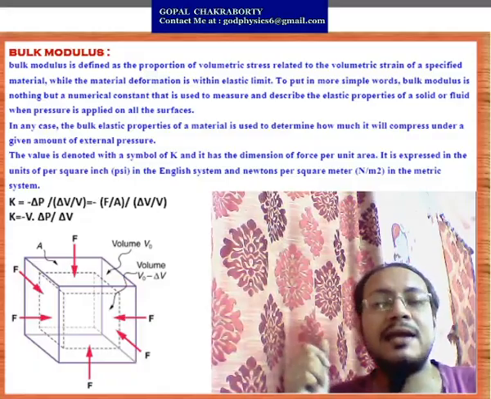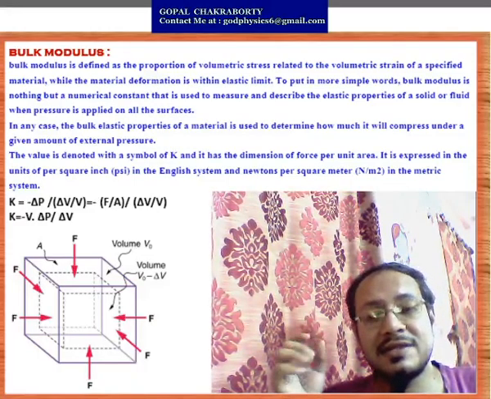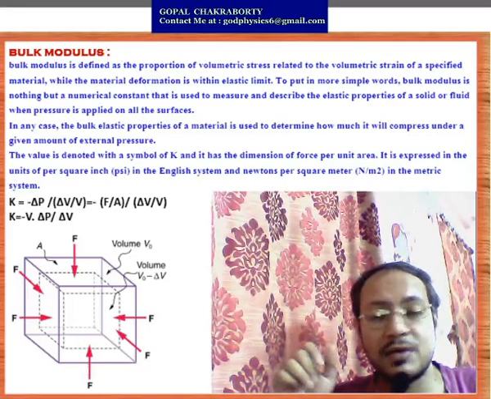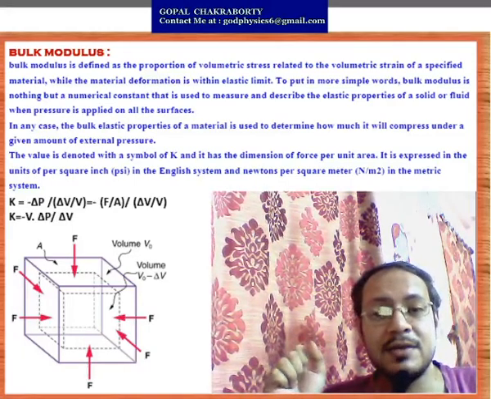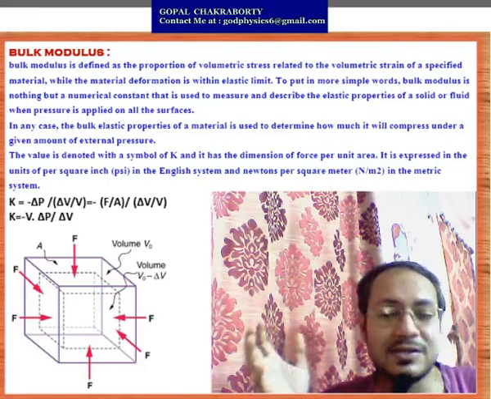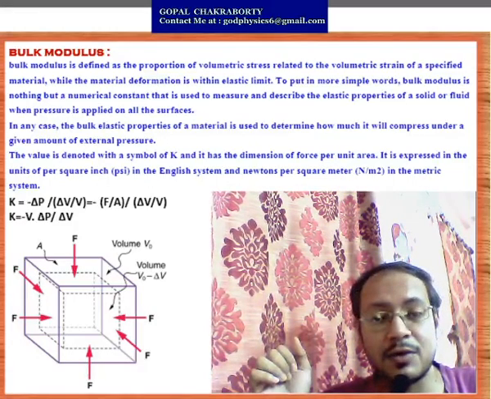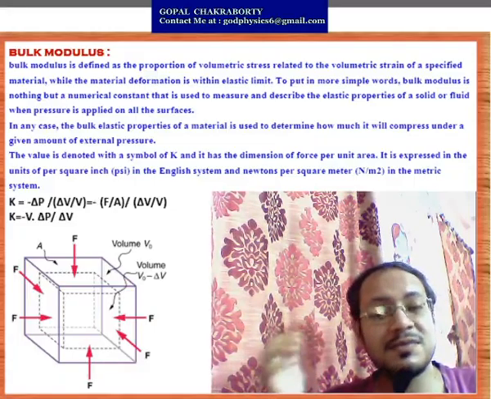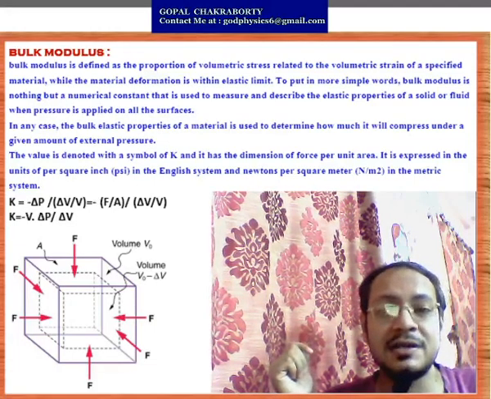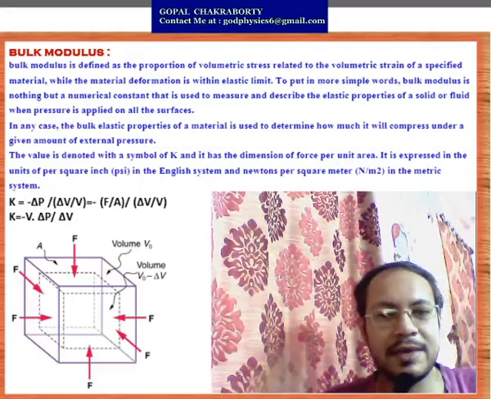So this is the expression of bulk modulus. You can also write another term, called compressibility. So 1 by K, the inverse of the bulk modulus, is called compressibility. This bulk modulus is also one type of elasticity modulus, and it always remains constant, and it will change only if you change the material.